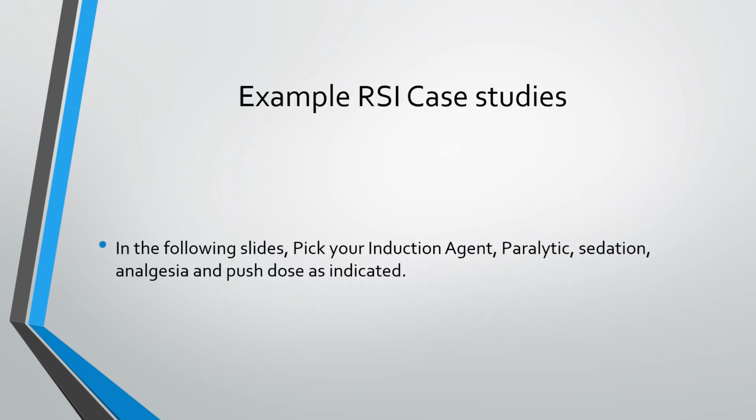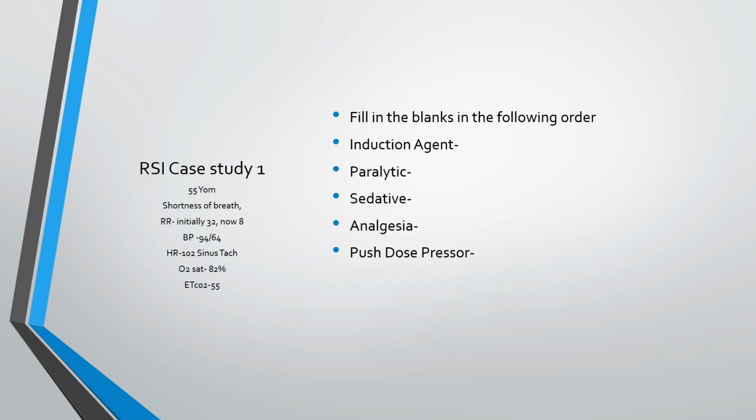Let's go ahead and look to sedation and pain management. We'll look through a couple of these. We talked about these in class, but we have a 55-year-old male, initial respiratory rate 32, it's now 8, blood pressure 94/64, heart rate 102, sinus tach, sat 82, ETCO2 55. We can guess it could be COPD, possibly CHF, maybe. But if anything, they are in respiratory failure because they were initially compensating with a respiratory rate of 32 and now it's 8. We're going to see that ETCO2 continue to rise and we need to fix it.